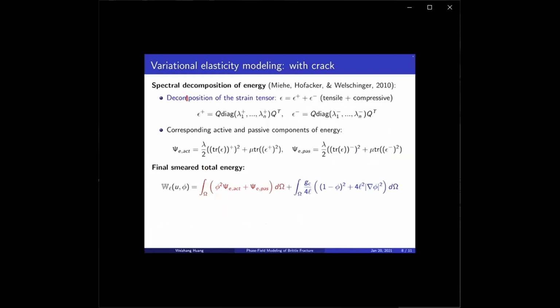A commonly used model for the energy decomposition is called the spectral decomposition of energy. So the main idea here is to decompose the strain tensor into two parts, a tensile part and a compressive part. Then with these two parts, we can form the active energy, which contributes to damage, and the passive energy, which does not contribute to cracking. Then we have a final total energy like this.